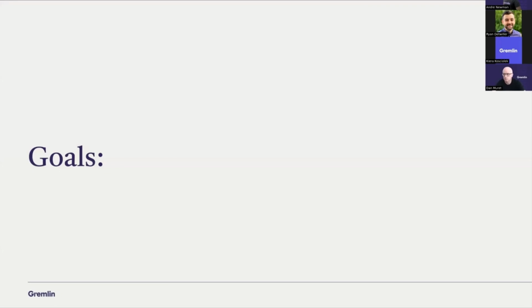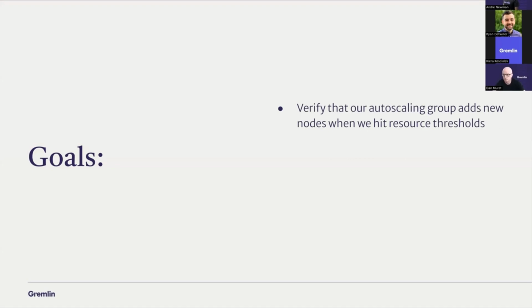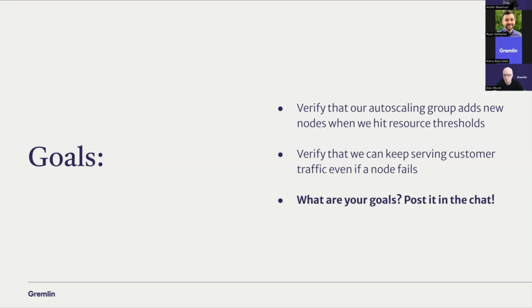So I always like to start off each of these sessions with some goals. First of all, we want to have an auto-scaling group where we can verify that it will scale by adding new nodes when we hit resource thresholds. This is going to test our ability to scale under high demand. Second, for redundancy, we want to make sure that even if one of our nodes fails, we can continue serving traffic and continue serving customers despite that. And we also want to know what your goals are, right? So if you have any specific goals that you've worked on for redundancy or scalability, any challenges you've overcome or ways that you've implemented it in your own organization, definitely let us know. We want to hear about that.